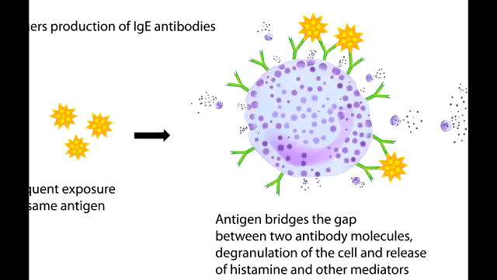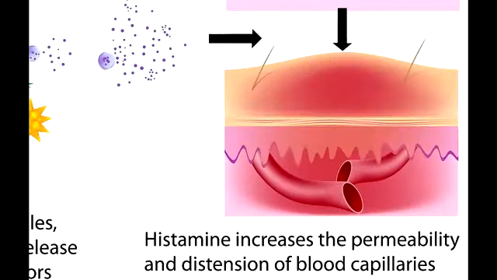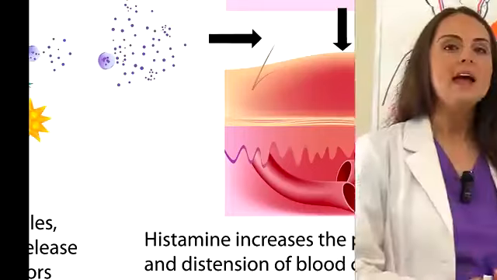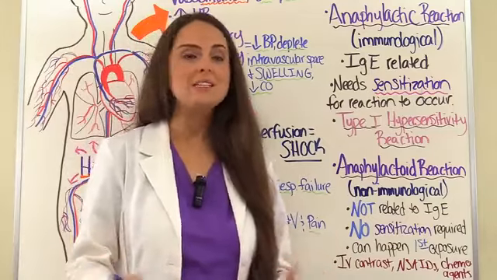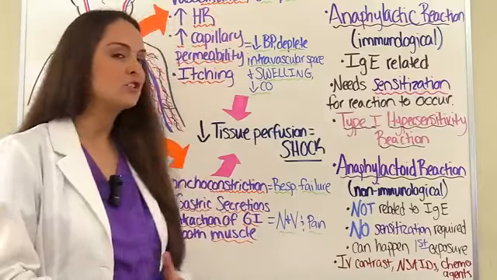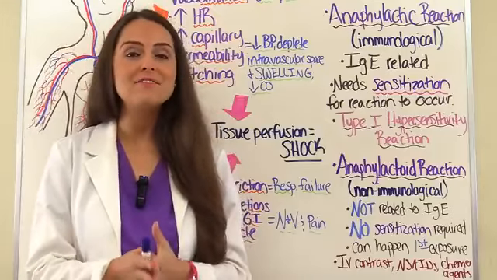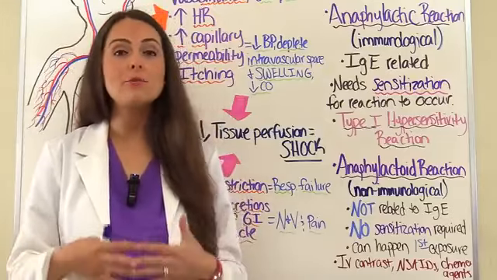And here in a moment, we're going to talk in depth about the role of histamine and how it affects the body in anaphylactic shock. But some of the things that histamine is going to do, it's going to increase capillary permeability, and it's going to cause major vasodilation. Now, with anaphylactoid reaction, it's not related to IgE. And so the person doesn't have to be sensitized for the reaction to occur.